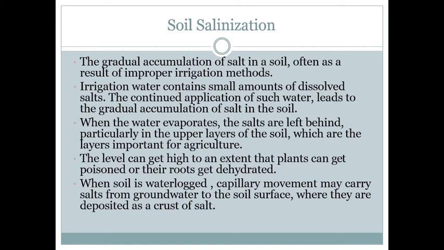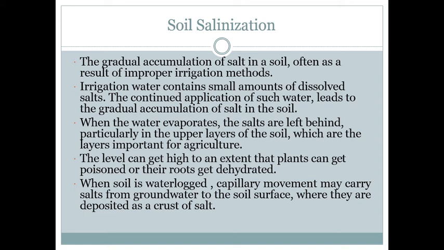Now, we have what we call salinization. Like I said earlier, it's actually the formation or the increase of salt concentration. So, the gradual accumulation of salt in soil, often as a result of improper irrigation methods. Irrigation water contains small amounts of dissolved salts. So, the continued application of such water leads to the gradual accumulation of salt in the soil.